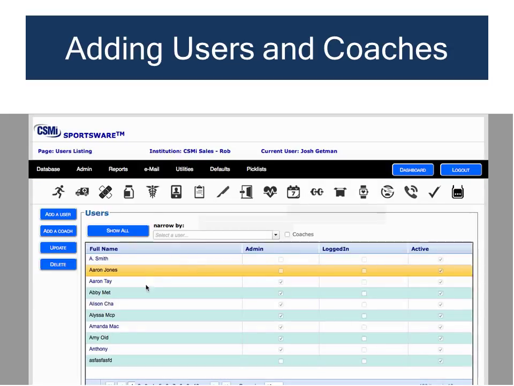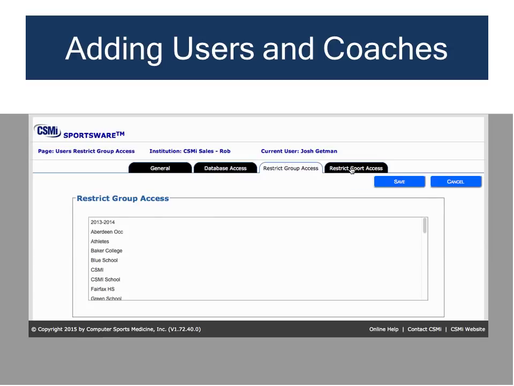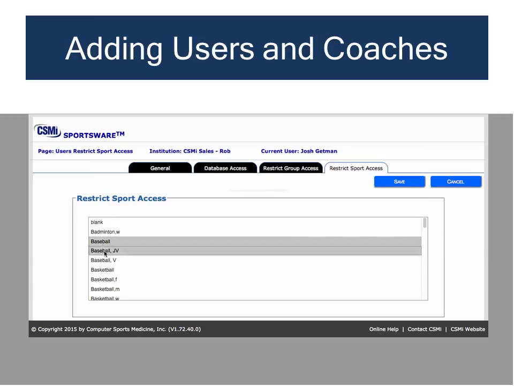To delete a user, select the user's name from the list and click Delete. Click Add a Coach to add a new coach into your database. You'll find the same basic setup as the Add a User functionality, with restrictions for how widely a coach can impact the database. The same warnings and recommended settings we discussed in the User section apply here as well. The unique feature for the Coach section is the Restrict Sport Access tab, which can limit the coach to access only certain sports teams within your database.